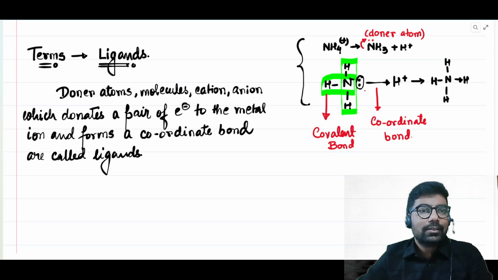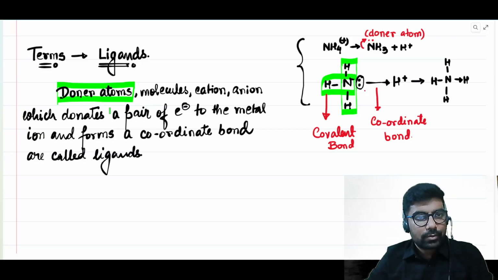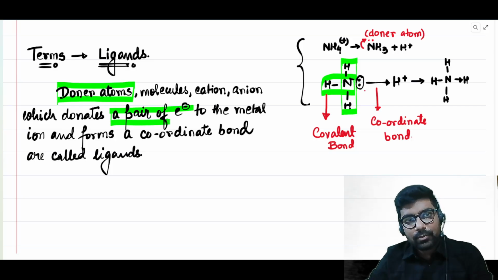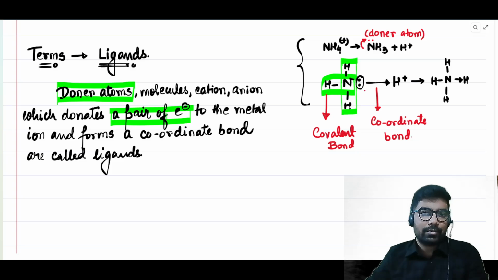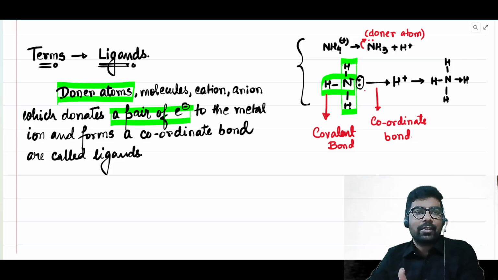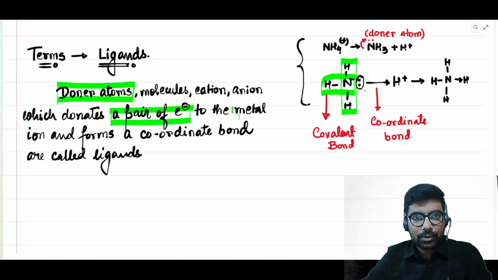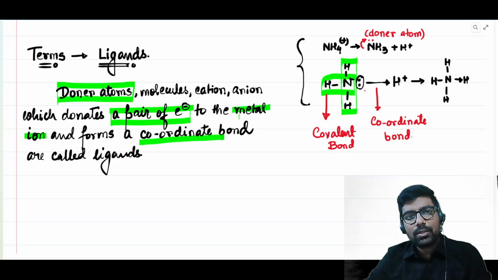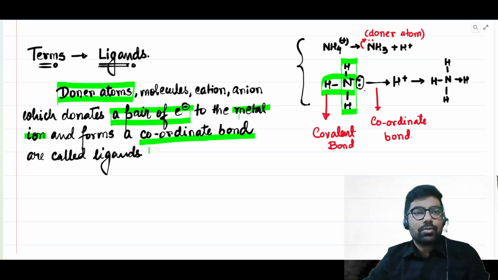Okay, so what are the things that we knew? These are the donor atoms that donates a pair of electrons. So it can donate a pair of electrons. It can donate more also, but the basic is it has to donate one pair of electron. We will discuss various types of ligand to the metal atom, to the metal ion, to where who is taking this electron? A metal ion is taking an electron, and the bond that is formed, that is a coordinate bond, right? So the bond that is formed is called a coordinate bond, and the donor atoms, molecules, or ions are called ligands. Clear?